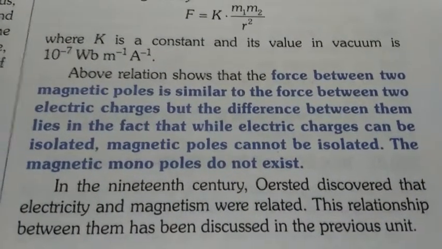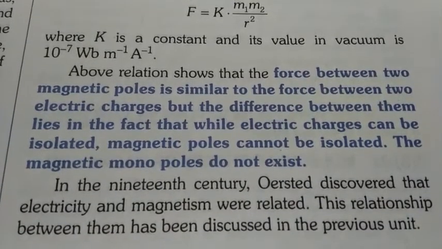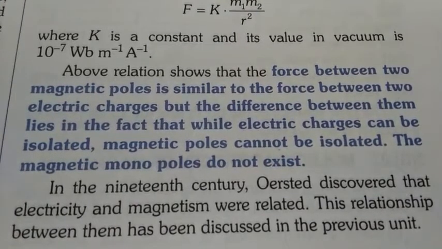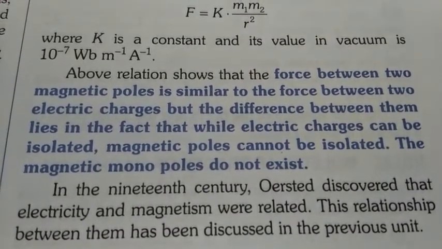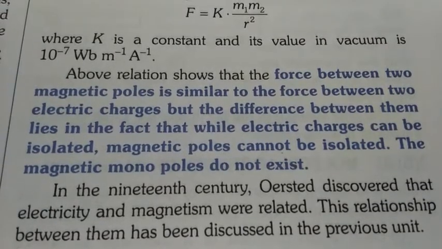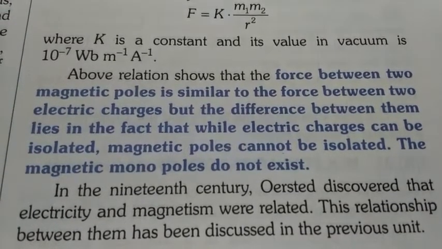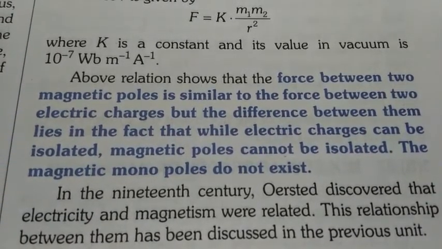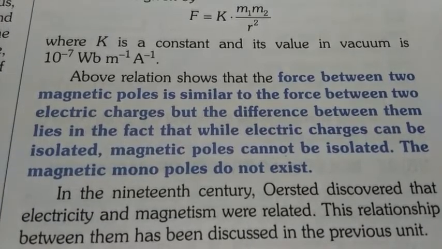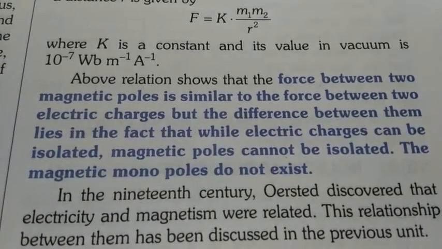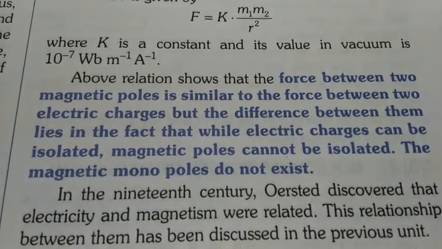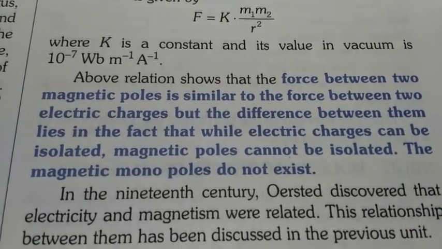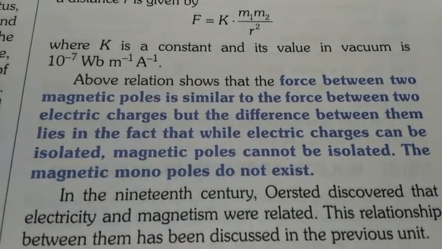In the second unit, we have studied electric dipoles. Okay, one positive and one negative charge together make one dipole, but they can also exist in individual form. Only a plus charge or only a minus charge can also exist, but in the case of a magnet, separate poles cannot exist. It is not possible. They are always in the form of a dipole, one north and one south pole. Okay, so this is the only difference.